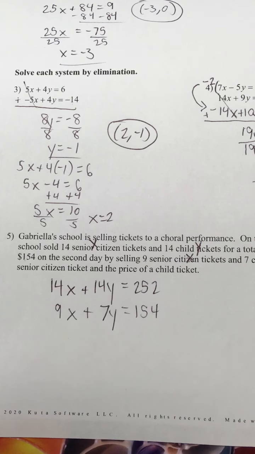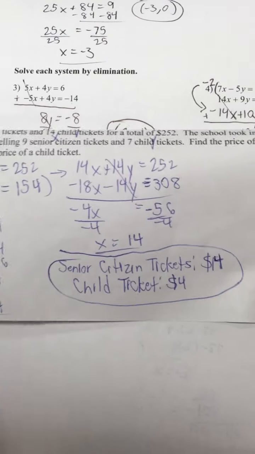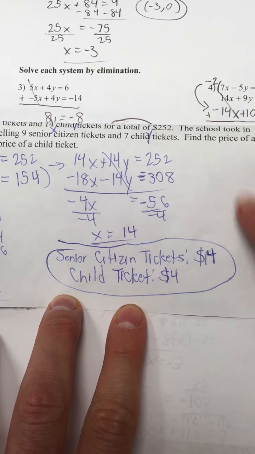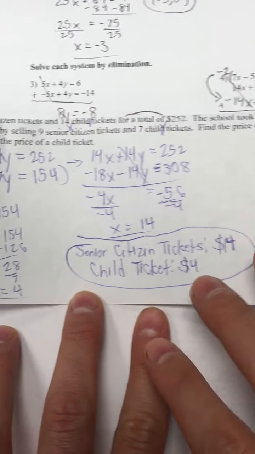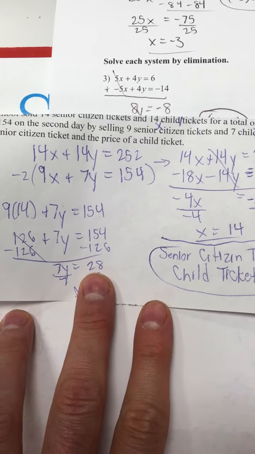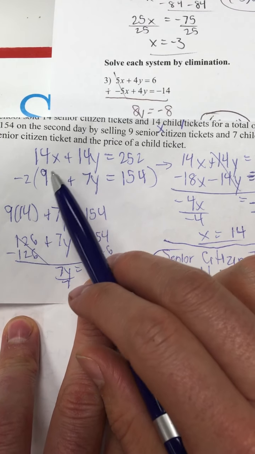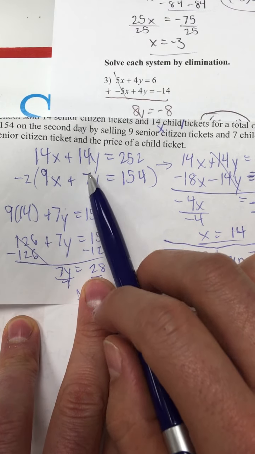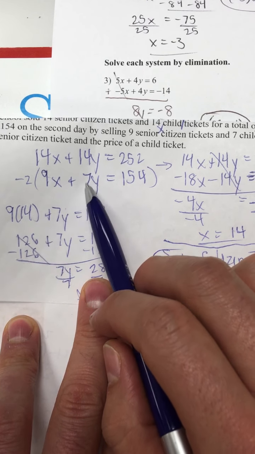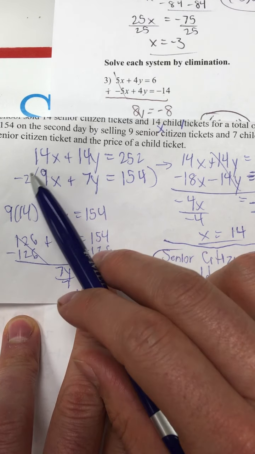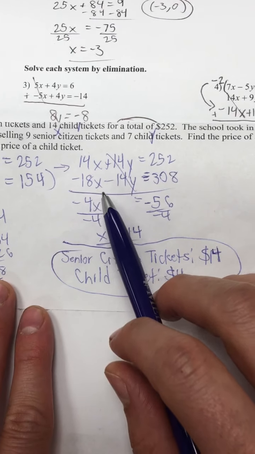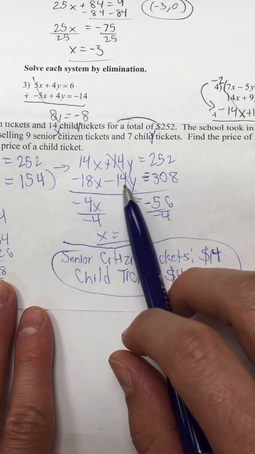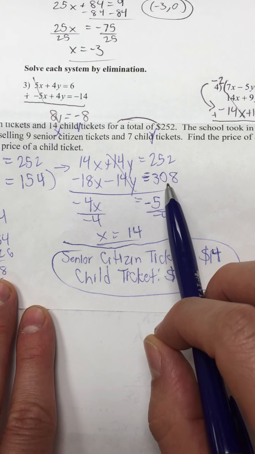Okay, did you get it? The answer should have been this: senior citizen tickets cost $14, children's tickets are each $4. So to do this, if you're going to use elimination, I've got everything lining up. It's easier to cancel the y's out first. I want a negative 14 here to cancel this out, so I would distribute a negative 2. When I do that, this becomes negative 18x minus 14y equals negative 308.